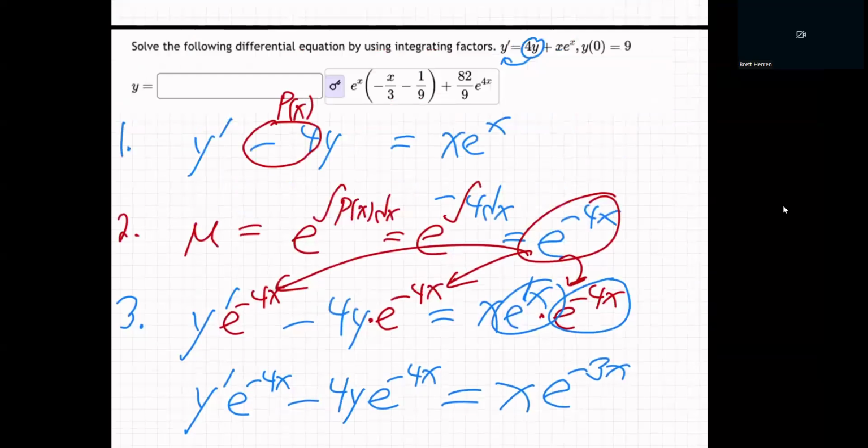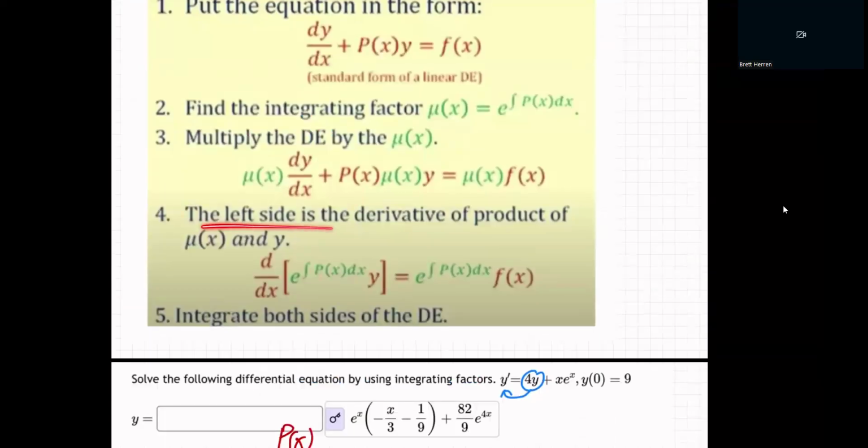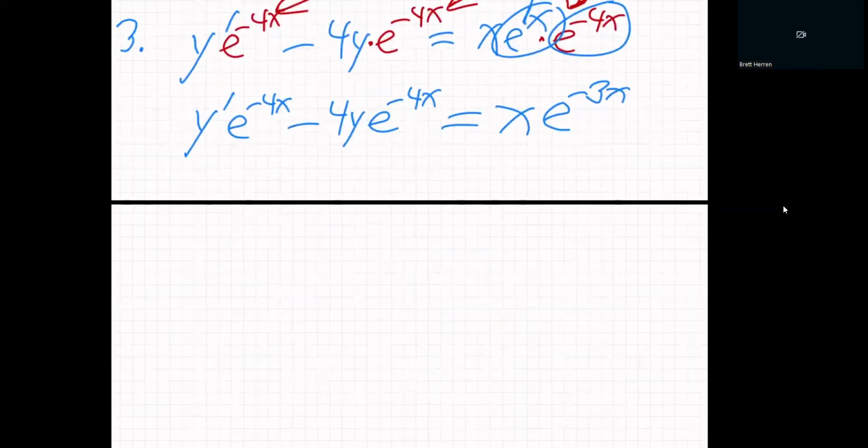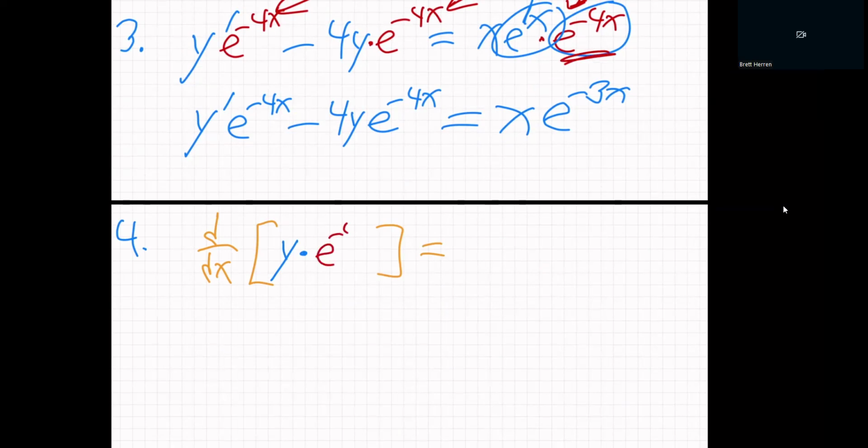Okay, so now step 4 says the left side is the derivative of the product of mu of x and y. So write it as such, right? d/dx of the mu, the integrating factor, and the y. So, okay, is that true? The left side will be d/dx of what? Of the y times the integrating factor. What's the integrating factor? e to the minus 4x. And the right side hasn't changed.